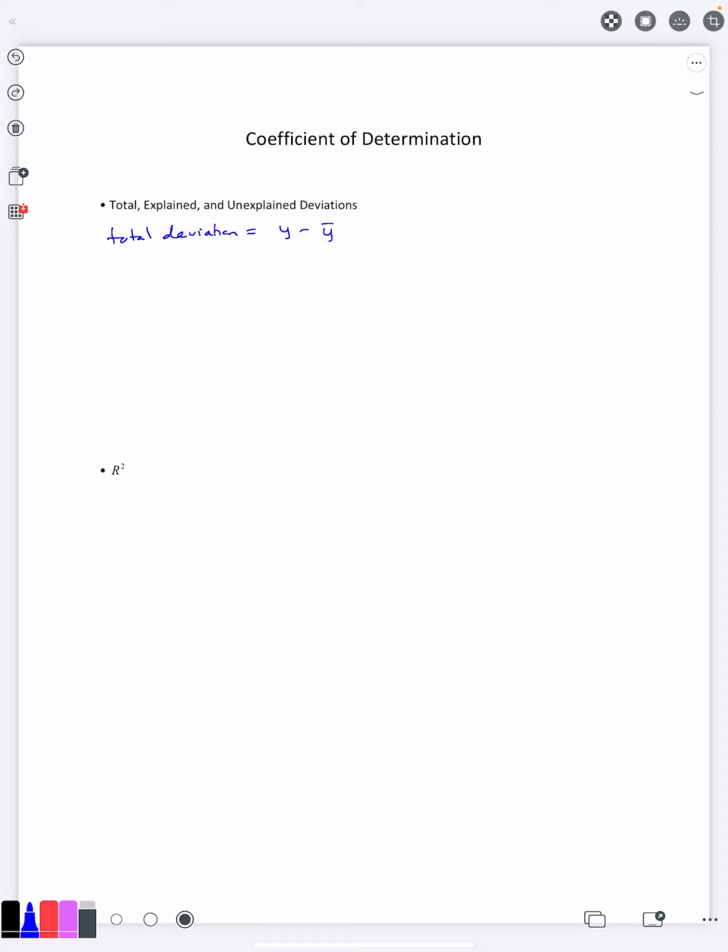Now, we're going to be able to break that up as follows. The total deviation, y minus y bar, is going to be broken up as y minus y hat plus y hat minus y bar. So you see, I kind of just added and subtracted the same thing. If you were going to simplify this in math, you would just cancel out the two y hats there. But regardless, it is the same as the original total deviation. And this part over here, y hat minus y bar, we are going to call the explained deviation.